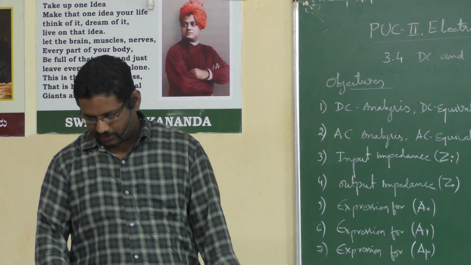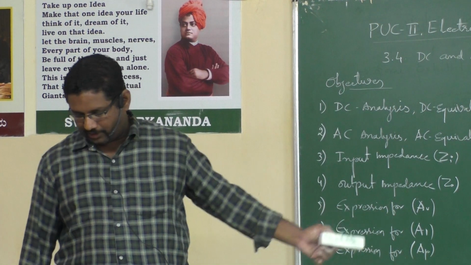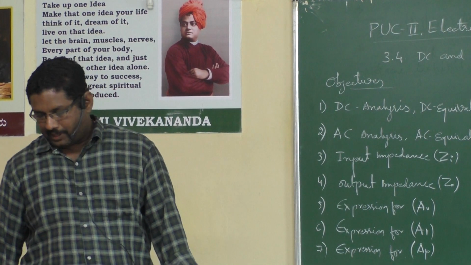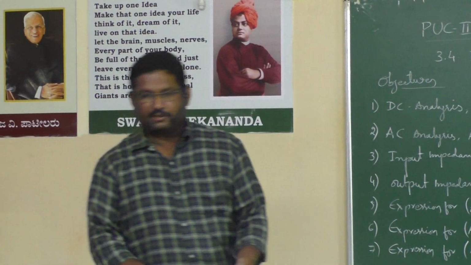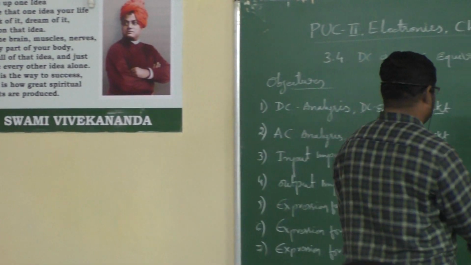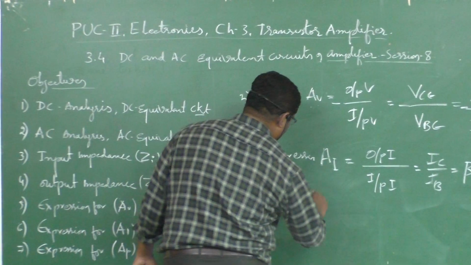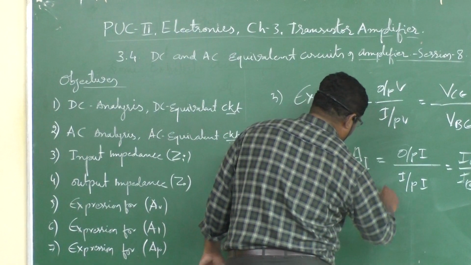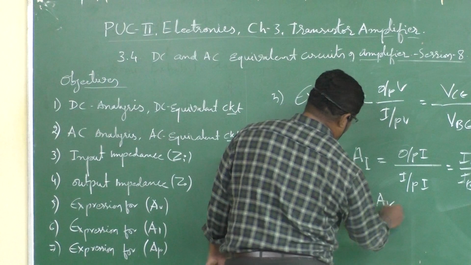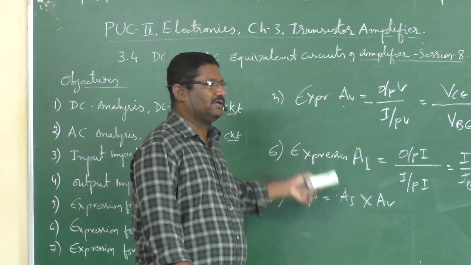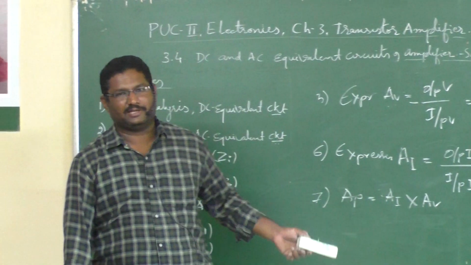RL is the load resistance, the gain is equal to AV, and the negative sign indicates the phase reversal between input and output. The expression for current gain is AI equal to IC divided by IB, which is equal to beta. And then power gain, AP, the seventh one. AP is equal to AI multiplied by AV, so current gain multiplied by voltage gain. Whatever the quantity may be, it will be directly multiplied, and that we get here.